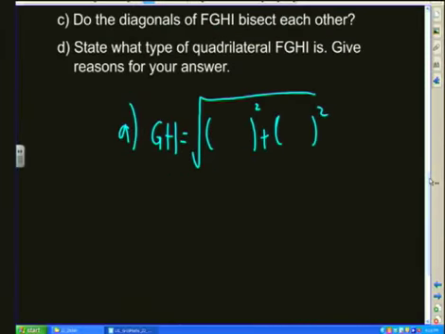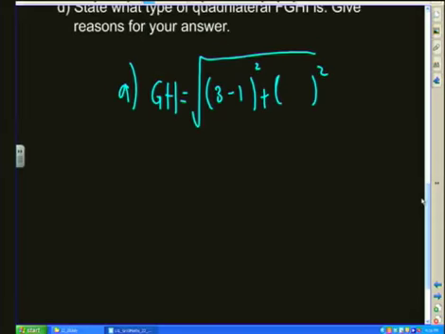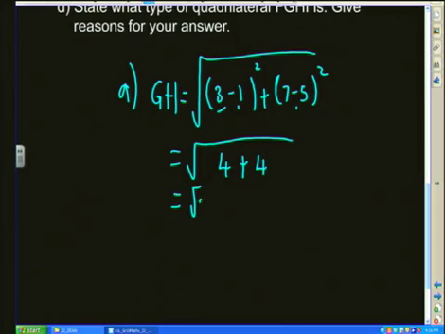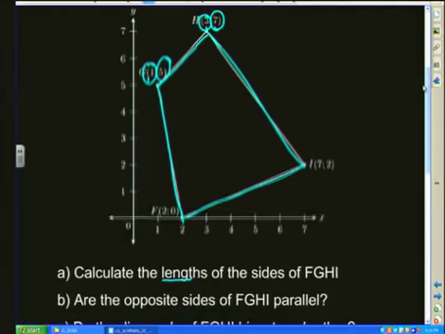So it's going to be 3 minus 1 squared plus 7 minus 5 squared. All right, so I'm going to get this is equal to 3 minus 1 is 2, 2 squared is 4, plus 7 minus 5, 2, 2 squared is 4. So this is going to give me root of 8. Okay? All right, so let's move on to the next one, which is finding the length of HI.